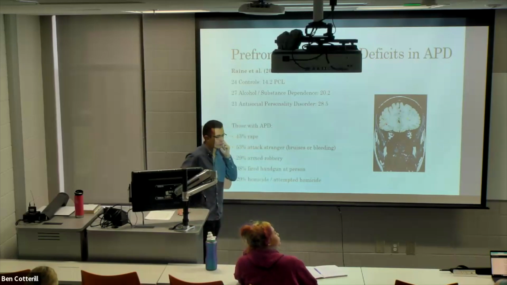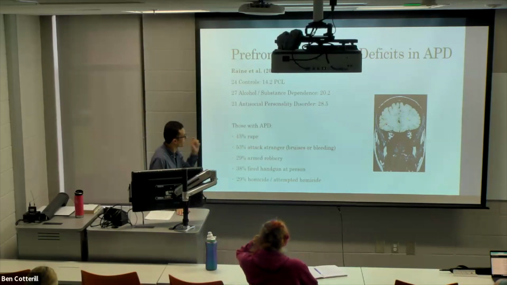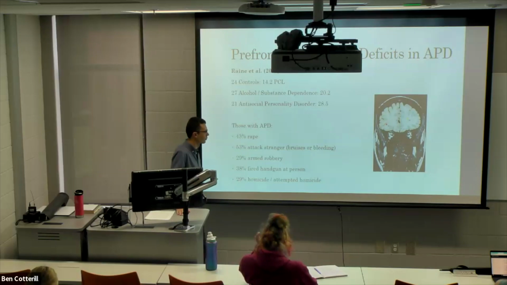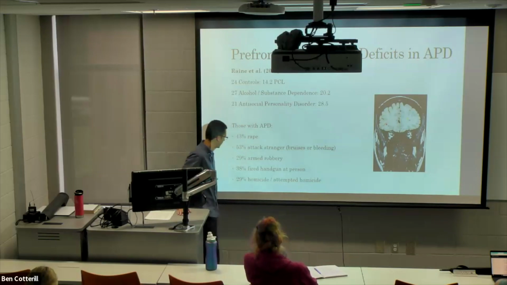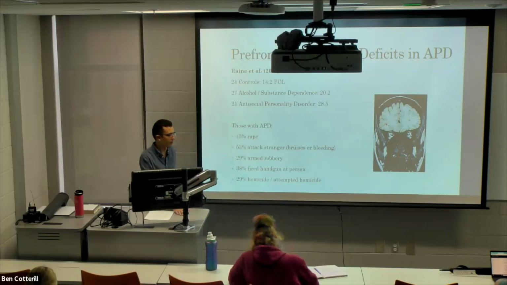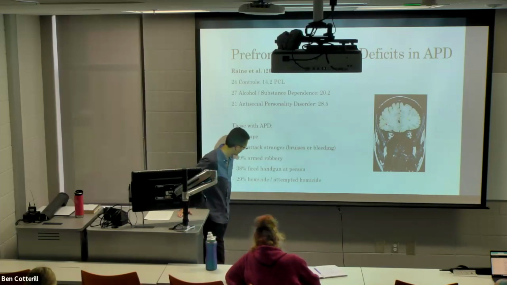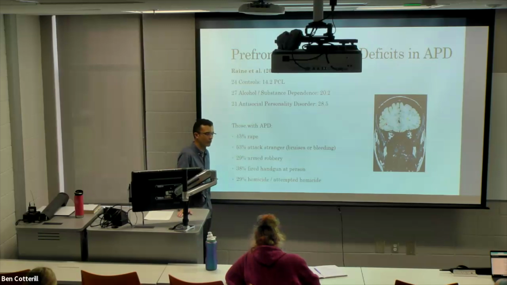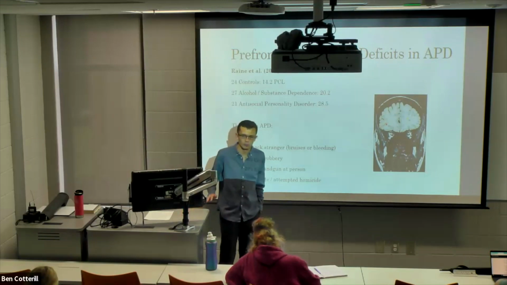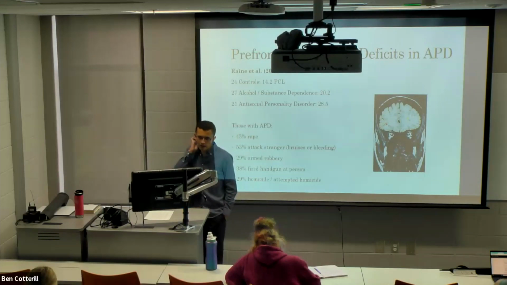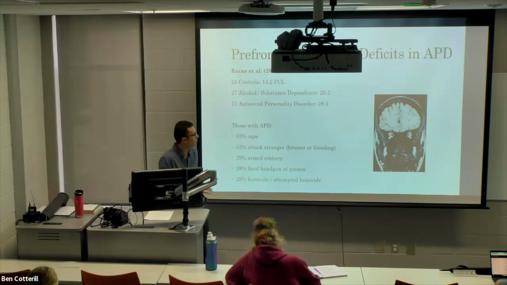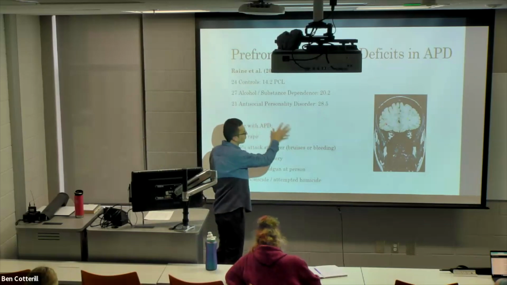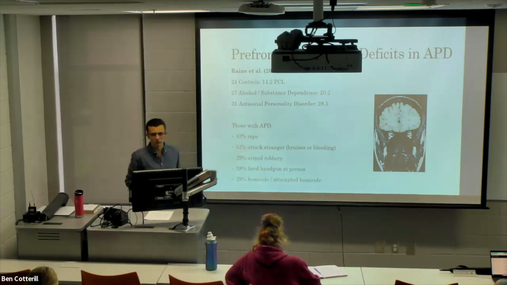What kind of characters are we dealing with? Well, 43% of them say they've raped a woman. 53% of them say they've attacked a stranger, causing bruising or bleeding. 29% say they've committed an armed robbery. 38% of them say they've fired a handgun at a person. And 29% of them say they've killed someone or attempted to kill someone. So that's the kind of antisocial behaviors we're talking about in relation to this antisocial personality disordered group.